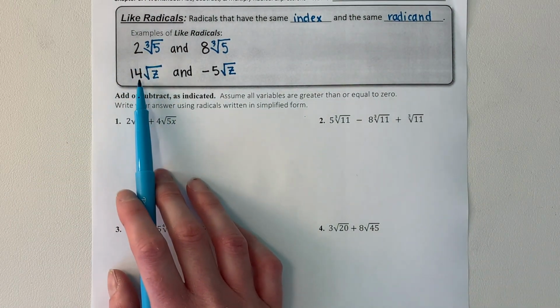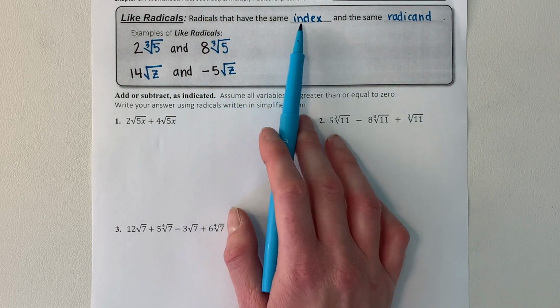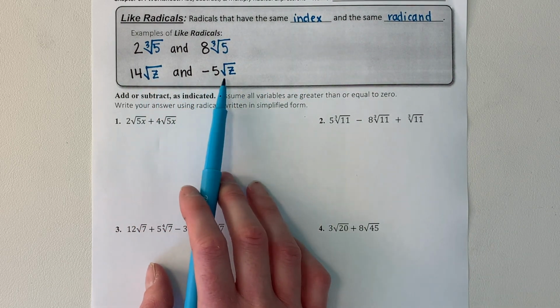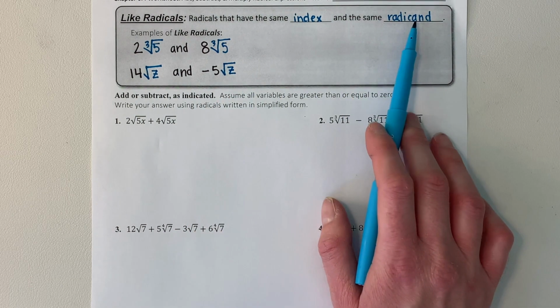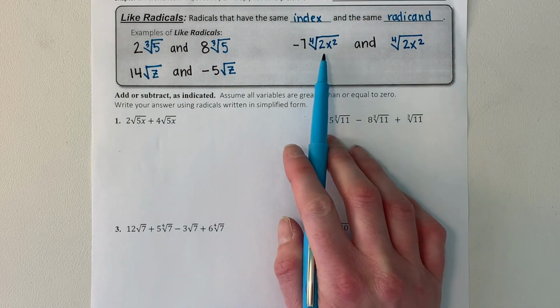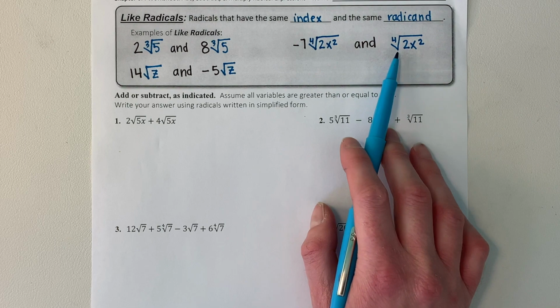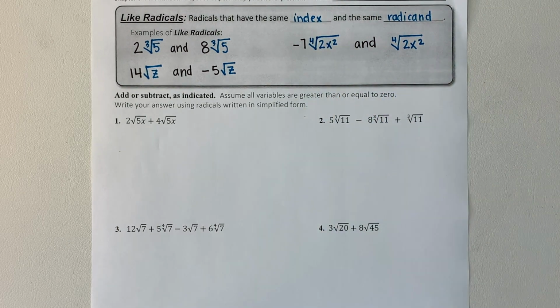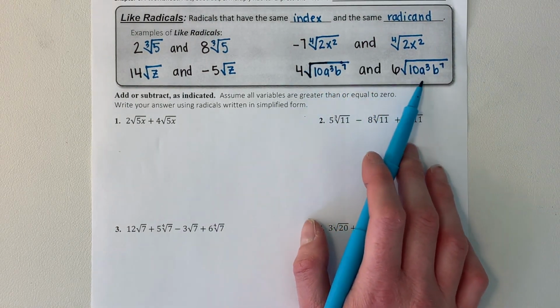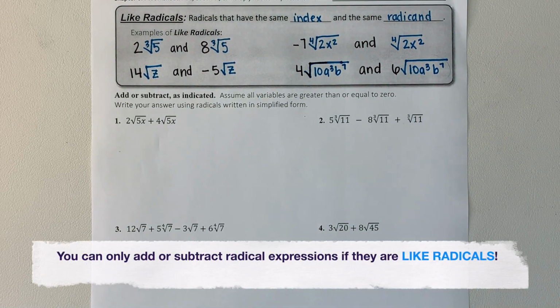14 square root of z and negative 5 square root of z are like radicals. Notice their radicals have the same index. The index on both of these radicals is a 2, and their radicals have the same radicand. The radicand is a z in both cases. Here's another example of like radicals. They have the same exact radical base, the fourth root of 2x squared. And here's one last example of like radicals. Now, you can only add or subtract radical expressions if they are like radicals.